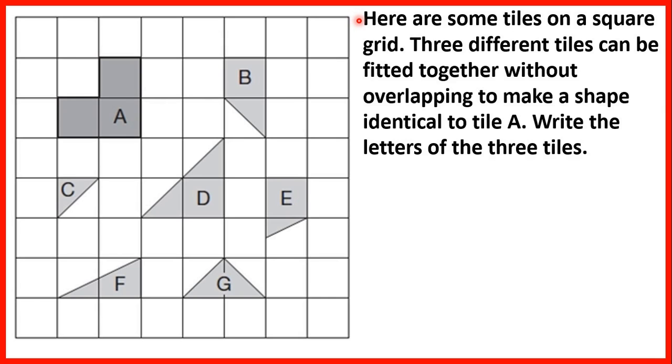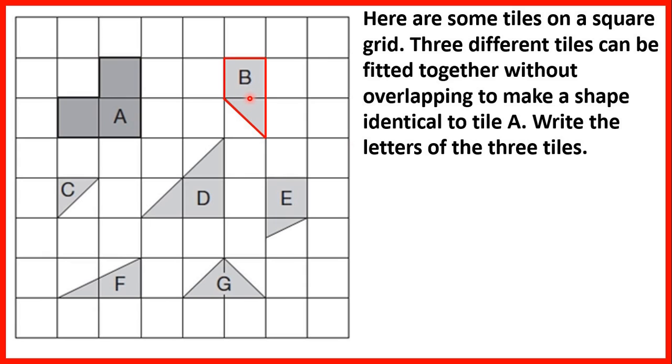Here are some tiles on a square grid. 3 different tiles can be fitted together without overlapping to make a shape identical to tile A. Write the letters of the 3 tiles.